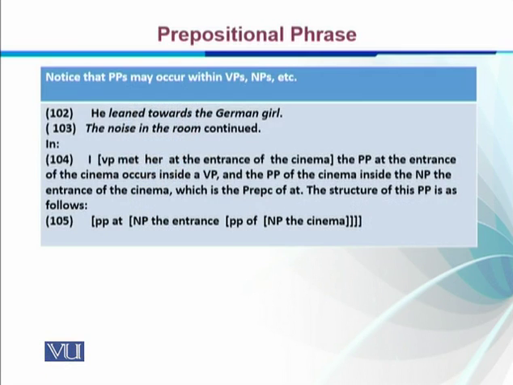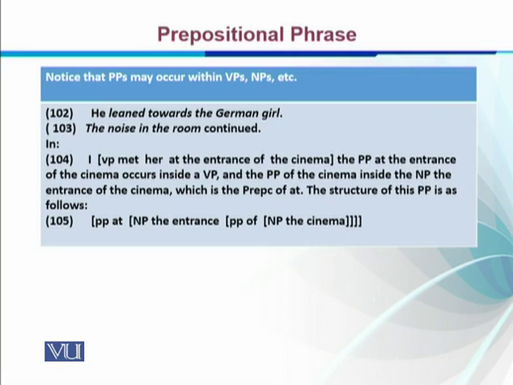Let's see that a preposition may occur within the verb phrase, noun phrase, etc. He leaned towards the German girl. So towards the German girl is within the verb phrase. The noise in the room continued. So the noise in the room is a noun phrase. It's modifying noise, which is a noun.